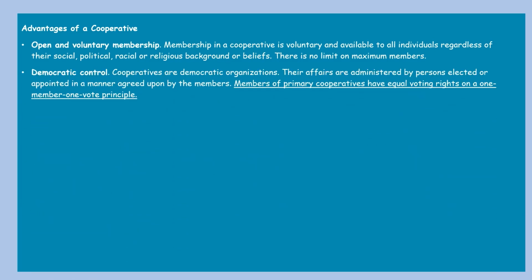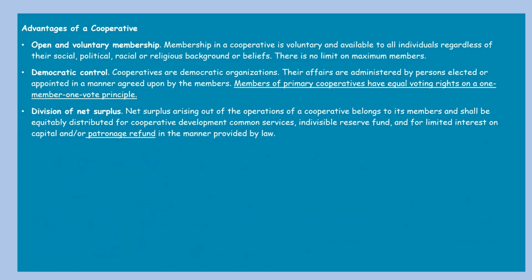There is also democratic control. Cooperatives are democratic organizations. Their affairs are administered by persons elected or appointed in a manner agreed upon by the members. Members of primary cooperatives have equal voting rights on a one-member, one-vote principle.